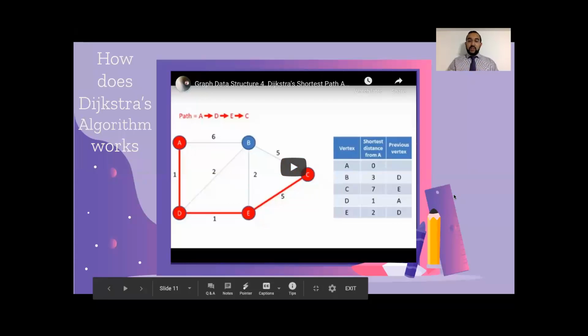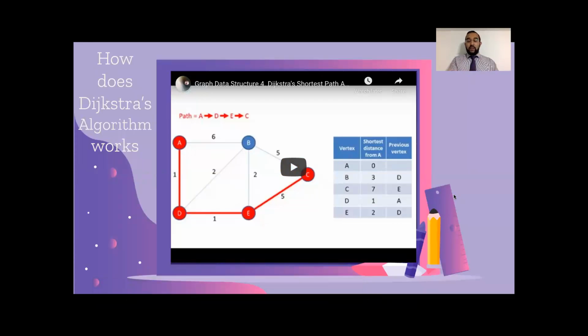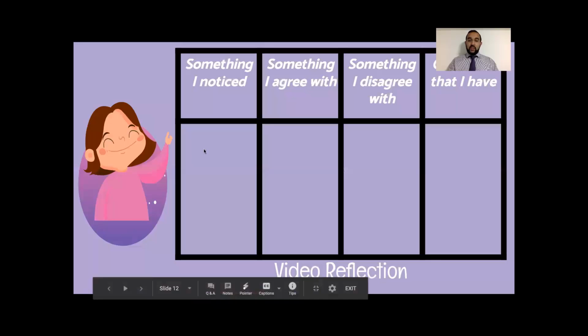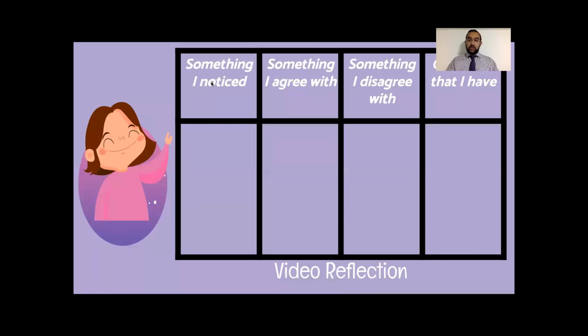This is a video explaining how you graph using Dijkstra's algorithm, and how you fill in a grid using Dijkstra's algorithm and find the shortest distance from all of these points. The link in the description is for this video, see below. Once again, while you're watching the video, I want you to write down something that you notice, something that you agree with, something that you disagree with, and some questions that you might have. I'm pretty sure you will have a few questions for this video. Let's pause it right here and watch the other video right now.